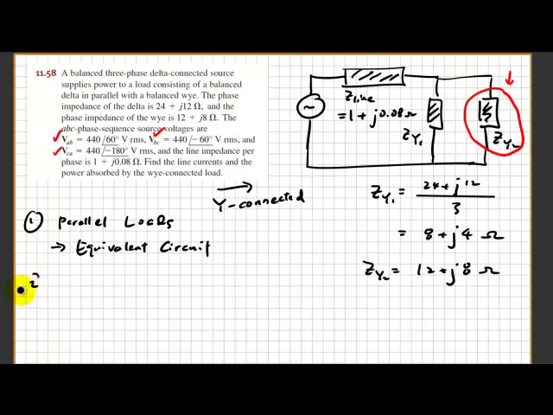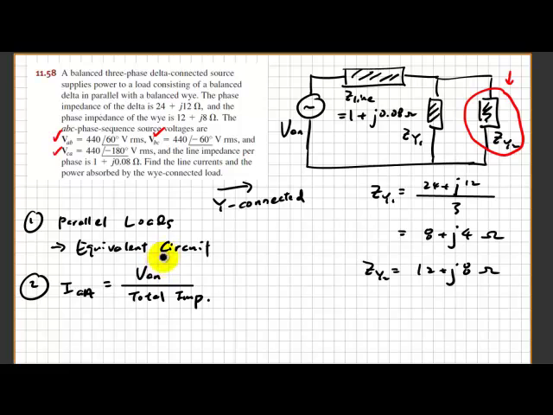Second will be I_aA equal to V_AN over the total impedance, right? But the V_AN here is not the same as the V_AN here, because this is a line to neutral. Remember, when we convert everything to Y connected configurations, this is going to be line to neutral. This is going to be Y connected. This is going to be the line current. So you have line current, phase voltage, and then Y connected load.